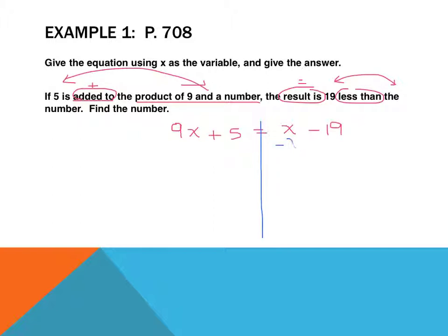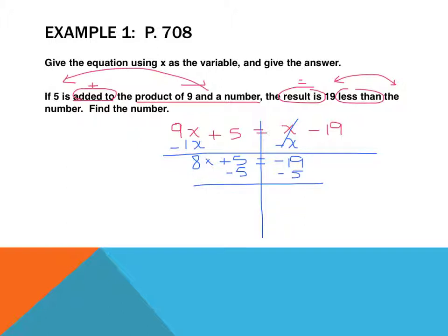We will eliminate x from one side, so subtract x from both sides of the equation. So 9x minus 1x is 8x. Bring everything else down. Then get the 8x by itself, so subtract 5. And then negative 19 minus 5. They're both negatives, so we'll add them together. Is negative 24. And then that's 8 times x, so dividing by 8 gives me x equals negative 3.